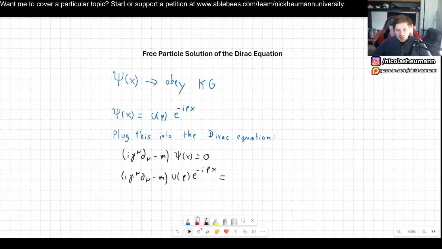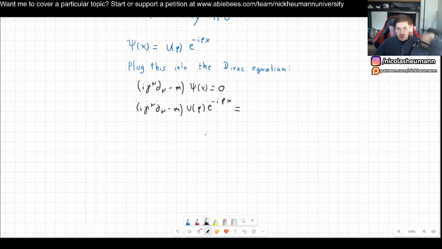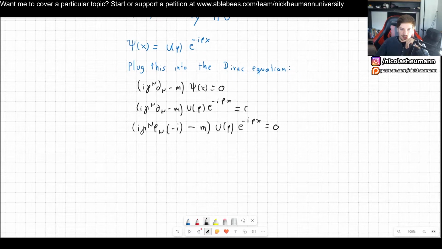Now, the spatial derivatives here will not act on u of p because it doesn't have a spatial component. So that means it's only going to act on this exponent here. So we are going to be left with i gamma mu p mu. And well, we have the minus i factor, which used to be in front, but you can move it around. It's just minus i. There's no issue there. And then we have this minus m and still u of p e to the minus i px equals 0. I just noticed I didn't put the 0 there.